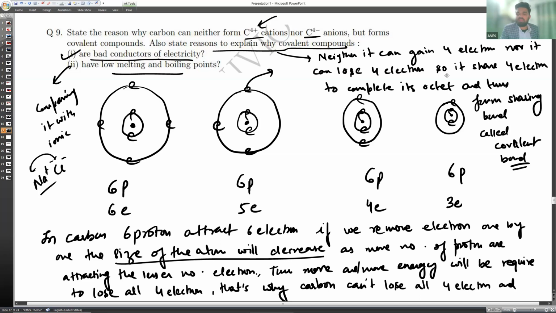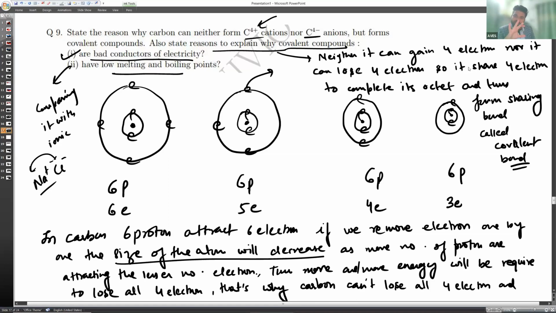Why do they have very low melting and boiling points? Can you tell me? Why do carbon compounds have very low melting and boiling points? Because the intermolecular force of attraction is very low. So why is it low? Why is it higher in ionic compounds? Why do they have low melting and boiling points?